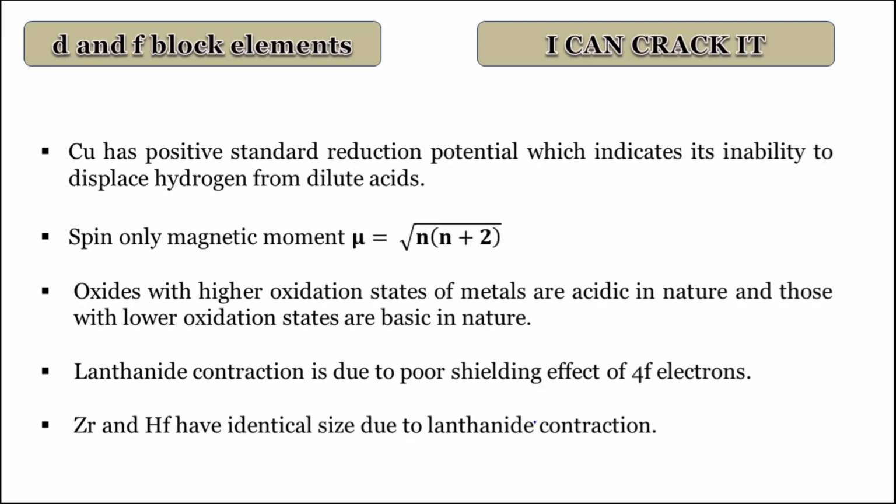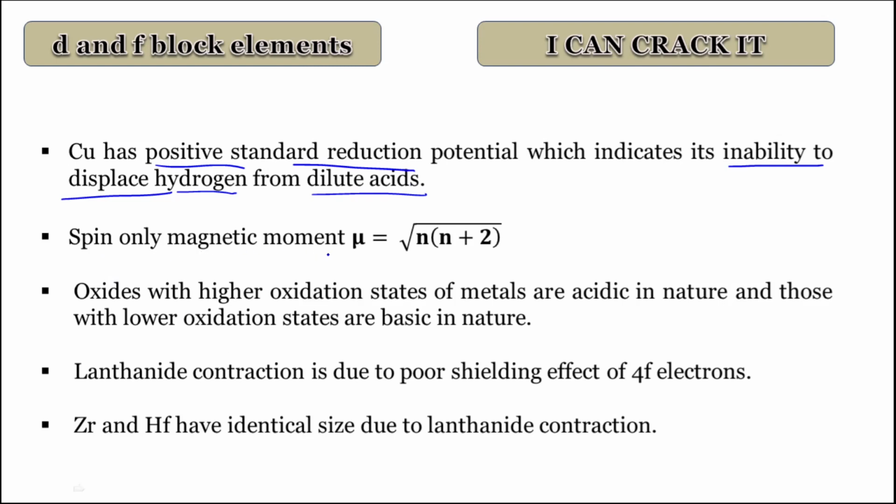Right. Now coming to the next. Copper has a positive standard reduction potential. This is very important, which indicates its inability to displace hydrogen from dilute acids. Copper cannot displace hydrogen from dilute acids, because it has a positive standard reduction potential. All other 3d elements except copper have a negative standard reduction potential. Only copper has a positive standard reduction potential.